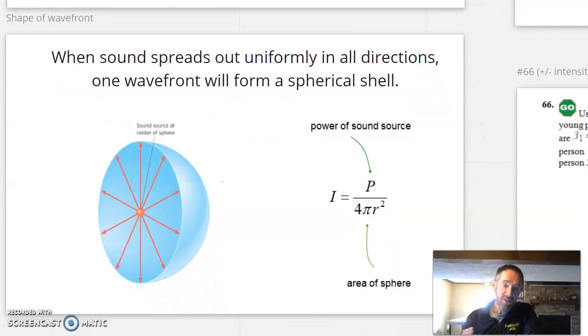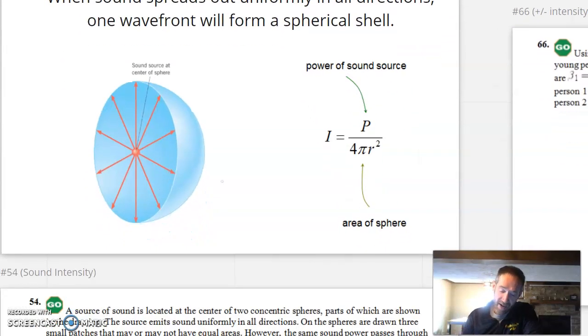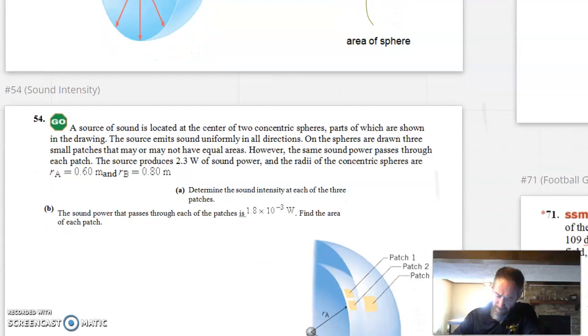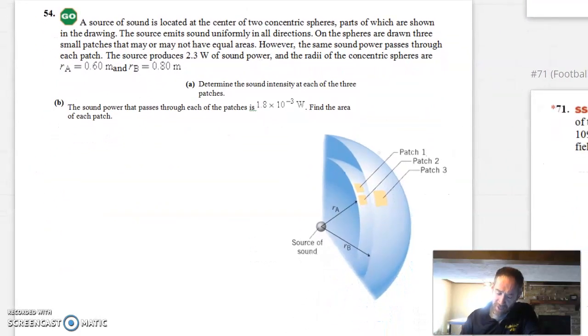Now, in our class, we'll only deal with sound that's traveling out uniformly in all directions. And so our area is going to be the area of a sphere. And so you're going to see very, very often that the area of a sphere, surface area of a sphere, 4 pi r squared is going to show up in that denominator a lot. Here's a nice example. So here we have a sound source that can output sound in all directions. The wave fronts are going to take the form of spheres.